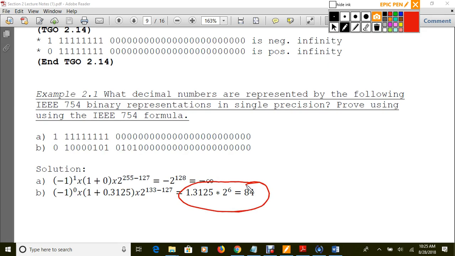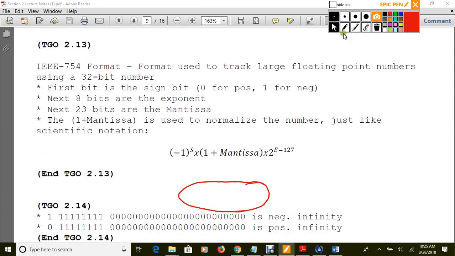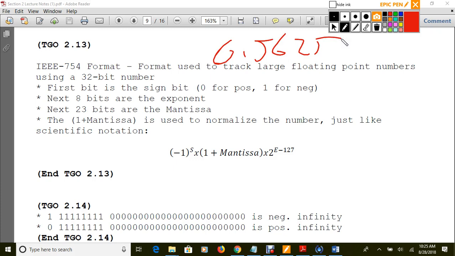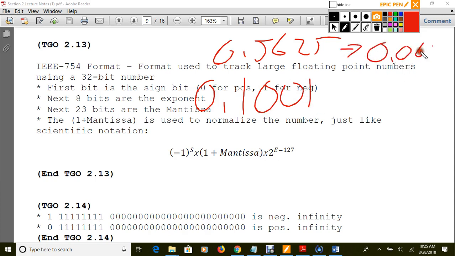Yes? Why is it 0.0101 and not just 5? So review the Mantissa definition. Okay, so again, 1 plus Mantissa. The most significant bit is not part of the definition. So if I want to represent, actually 0.5625 is a good example, right? So this becomes, you subtract 0.5, so the bits are going to be 0.1001, because you subtract 0.5 and it becomes 0.0625.